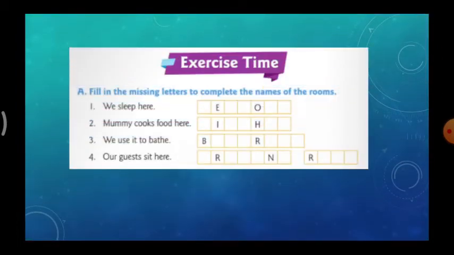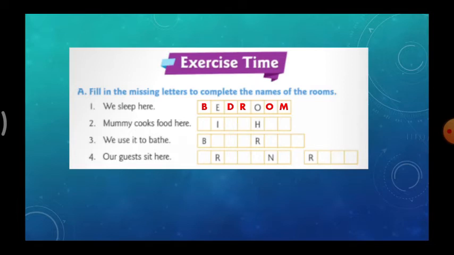Next is exercise time. First one is filling the missing letters to complete the names of the rooms. So we'll complete that. The first one is we sleep here. So where will we sleep? We will sleep in our bedroom. So what is the spelling for bedroom? Bedroom.